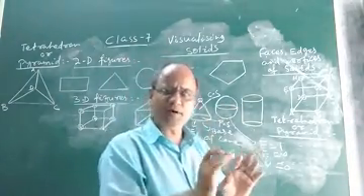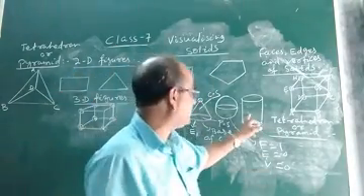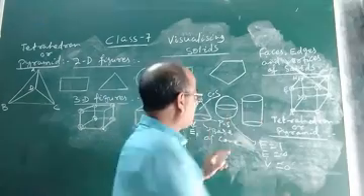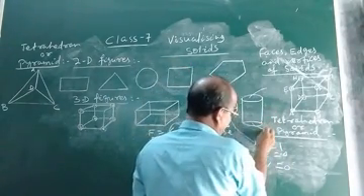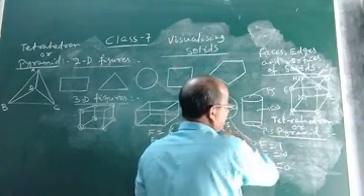Children, more about sphere we will be discussing in class 9 only. It will be discussed in class 9. Now look at, this is a cylinder. If you look at this end and this end, this is the plane surface, this is the plane surface, and what about this end? This is the curved surface.